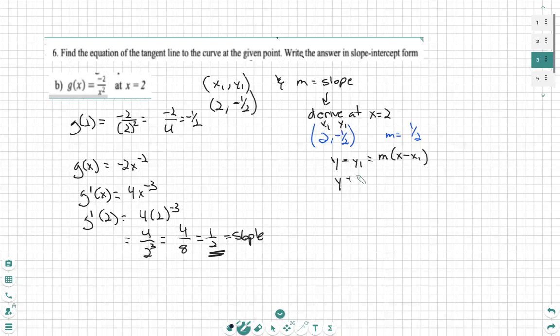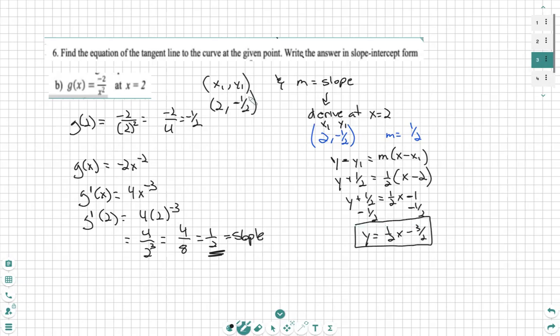So y plus 1/2 is equal to 1/2 times x minus 2. Remember, this is a plus because it's minus a negative. Then we'll distribute that 1/2, x minus 1, and then subtract 1/2 from both sides. Y equals 1/2 x minus 3/2. And this is the equation of the tangent line to the curve at the point x equals 2.